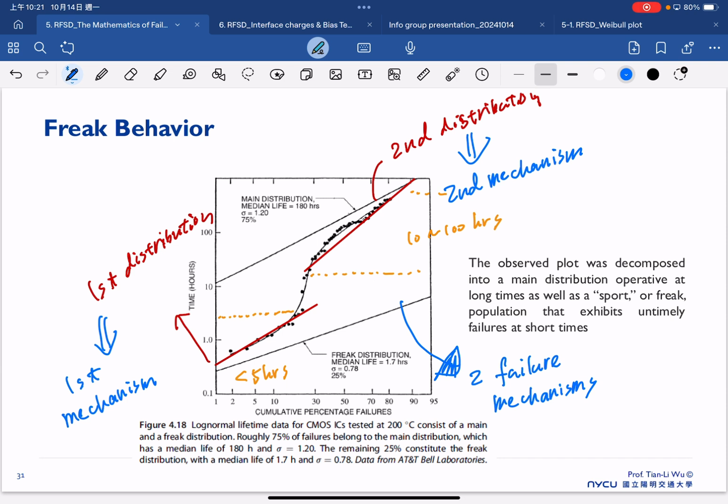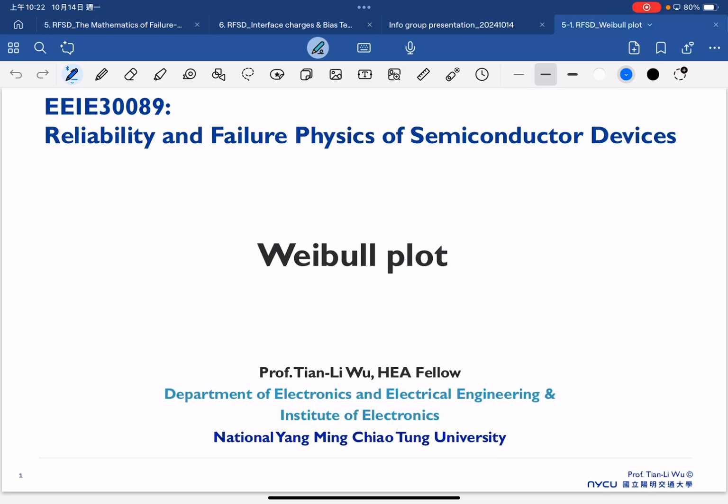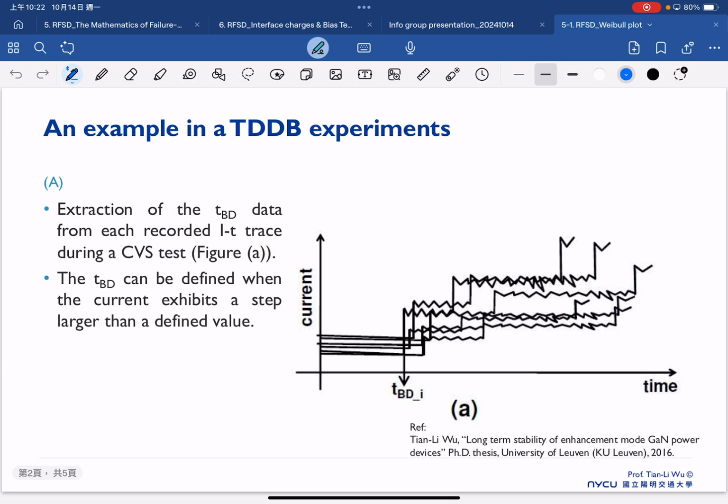So now we would like to show you an example of how we use a hand calculation to make the Weibull plot. Of course, nowadays we have lots of software, or we can even simply use Excel to make the Weibull plot. But it's better to use hand calculation at least once, and you will know the details inside. So this is an example, a typical schematic for the TDDB experimental data set.